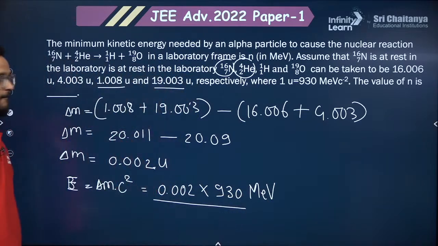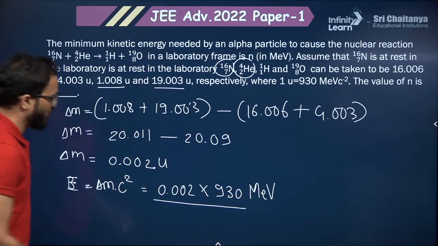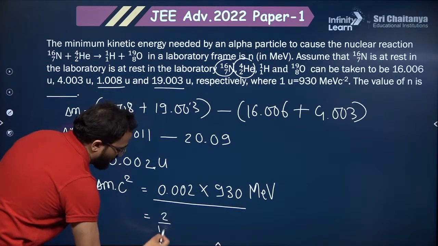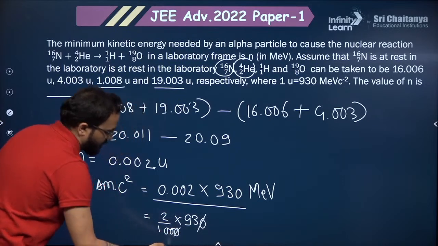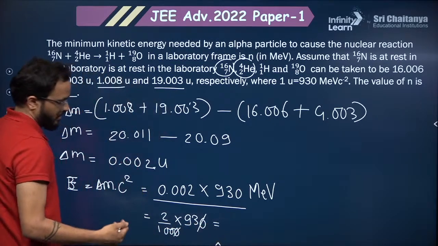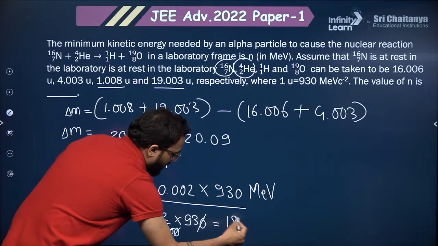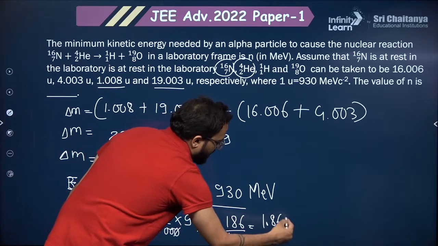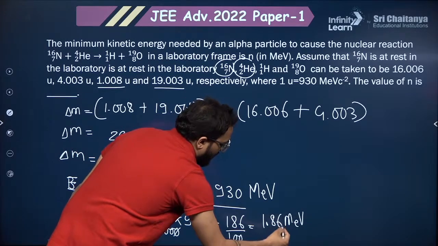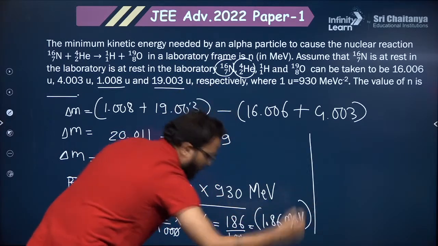Okay, is it okay? Clear? So 0.002 into 930, so it will be what? 2 by 1000 into 930, 0 will get cancelled. Okay, 93 into 2 is 186 upon 100, which is 1.86 mega electron volts. But wait, this is not the right answer, right?